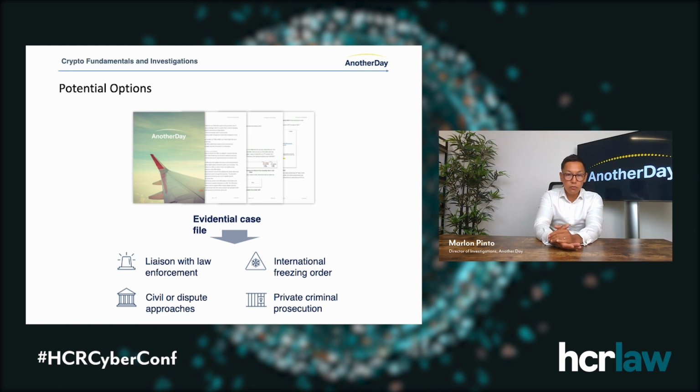We could liaise with law enforcement. We can complete your case file for you and provide it to law enforcement for them to take over. We can provide you with sufficient information to apply for disclosure and freezing orders, and subsequently launch potential asset tracing exercises. We can provide you with sufficient detail to litigate against other parties in a civil matter. Or the third and final option is to launch a private prosecution against a suspect if you have been a victim of a crime.